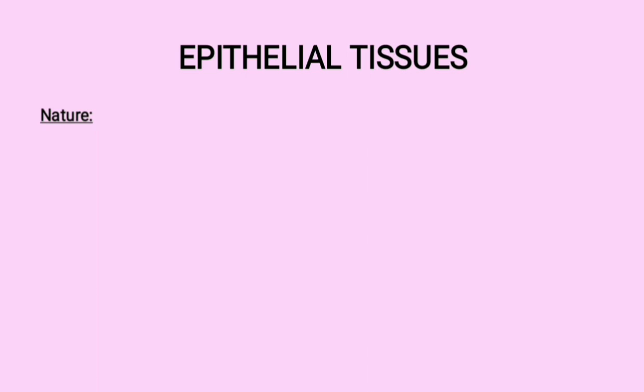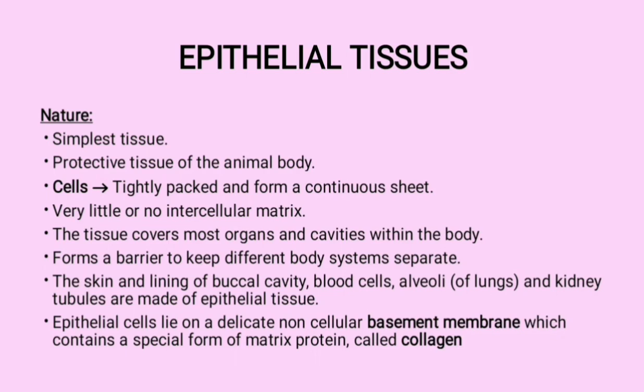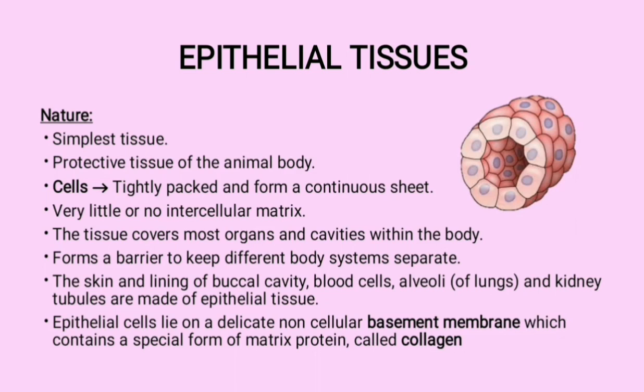So now first let's see the nature of the epithelial tissues. These are the simplest type of tissues in animals. It is the protective tissue of the animal body, like the epidermis of plants. You can compare it with the epidermis of plants. The cells of these tissues are tightly packed with each other and they form a continuous sheath. There are so many cells present in the form of a continuous sheath in this type of tissue. Cells of epithelium contain very little or no intercellular matrix at all.